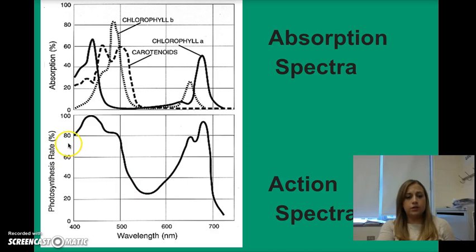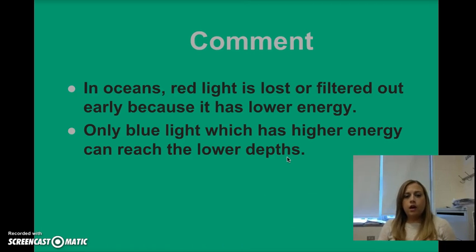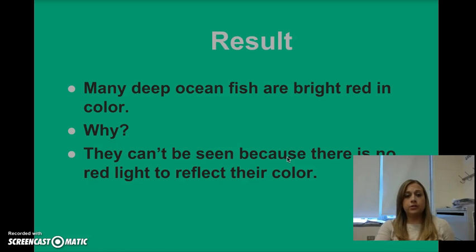This is the action spectra, and it shows what is actually being used in photosynthesis. But in that middle area where you've got green light, the percent for absorption as well as the percent for photosynthesis rate goes way down. Just a quick comment: in oceans, red light is lost or filtered out because it has a lower energy, and it's only blue light, which has a higher energy, that can reach lower depths in the ocean.